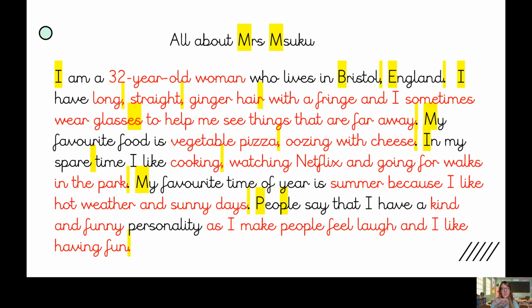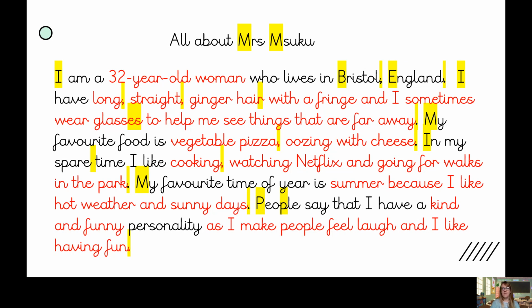I have long, comma, straight, comma, ginger hair, because long, straight and ginger are all adjectives that are describing my hair. When we've got two adjectives together, we know about the ENP, expanded noun phrase, we need to put the comma in between, but we don't put it just before the noun. So ginger and hair, we don't need a comma in between. With a fringe, and I sometimes wear glasses, we know glasses needs that ES ending, to help me see things that are far away, full stop.